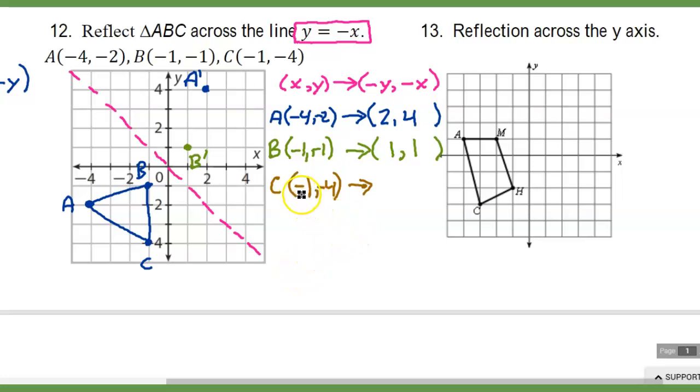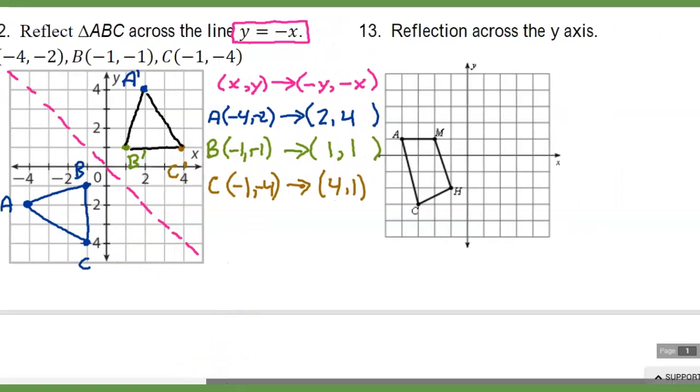So we'll have +1, +4, and then switch them, 4, 1. There's our C prime. And then we can go ahead and connect it. There we go. Okay. Do just one more, this time reflecting across the y-axis. Okay, this is right down the middle.